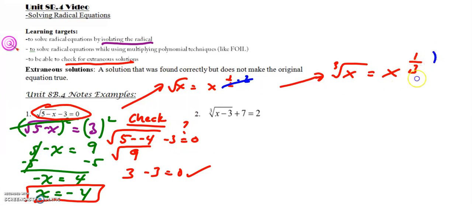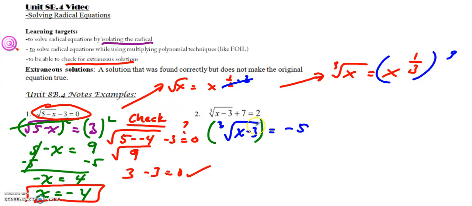And in this case, if I wanted to cube both sides, the 1/3 times the 3 ends up becoming an exponent of 1 as well. That will also help you in a later video. So anyway, back to isolating. If you already got ahead of me and we have the cube root of x minus 3, we subtract the 7, we would get negative 5. Now, like I was saying up here, if you want to get rid of a cube root or to the 1/3 power, you would cube both sides of the equation.